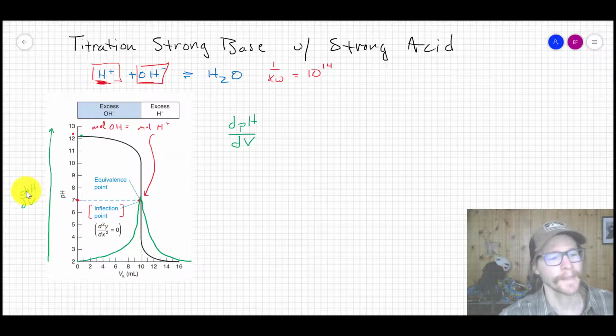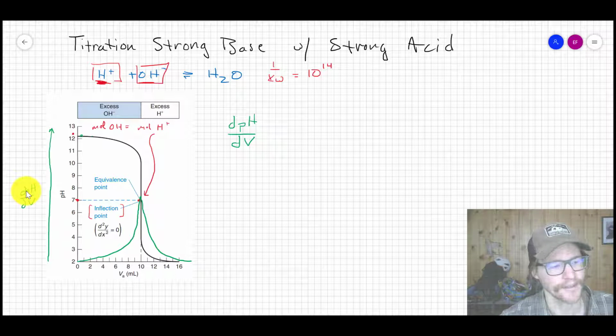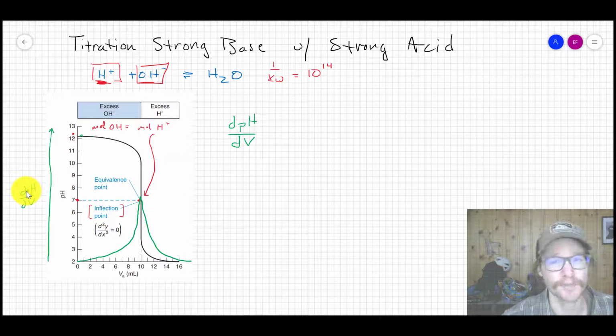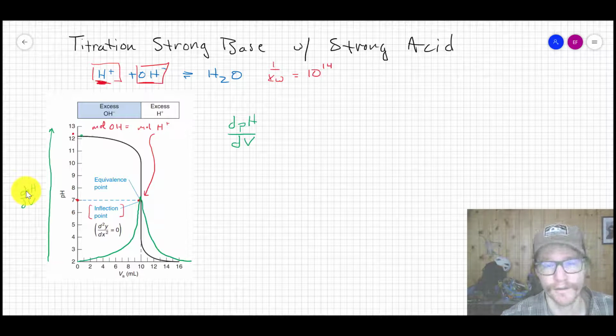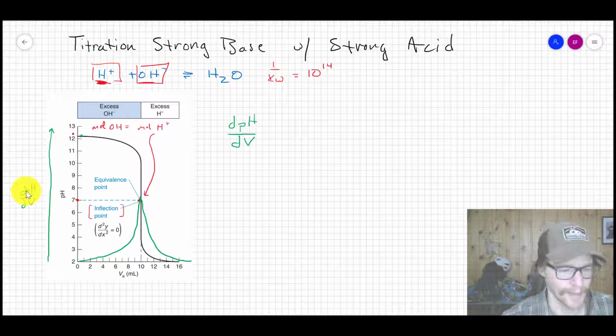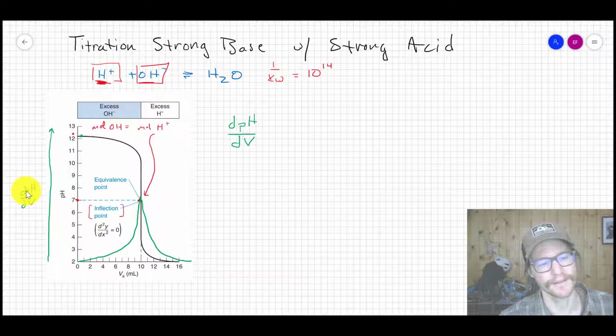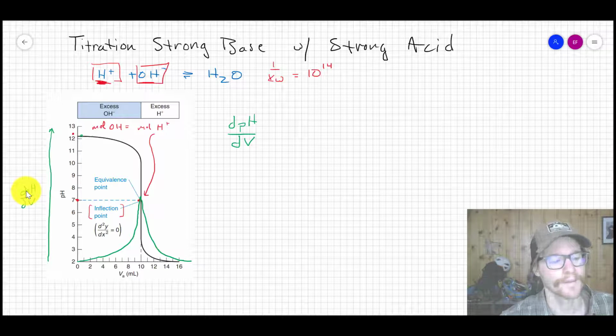And so you can imagine it can be kind of difficult from the black line to actually figure out exactly where the inflection point is, but if you have that data, pH versus volume, then simply taking the derivative of that curve is fairly easy. And I'll show you how to do that in a different video in Excel. We don't need MATLAB or anything, although we could use that. That'd be nice too. That works.